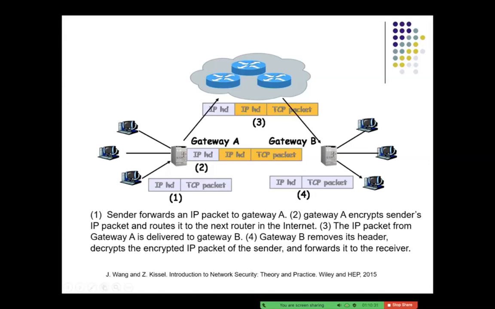And of course, gateway A knows its machines, right? So it knows these hosts. Gateway B knows these hosts as well. Encrypting the entire IP packets, including the header, is called tunnel mode. So it creates a secret tunnel using gateways.